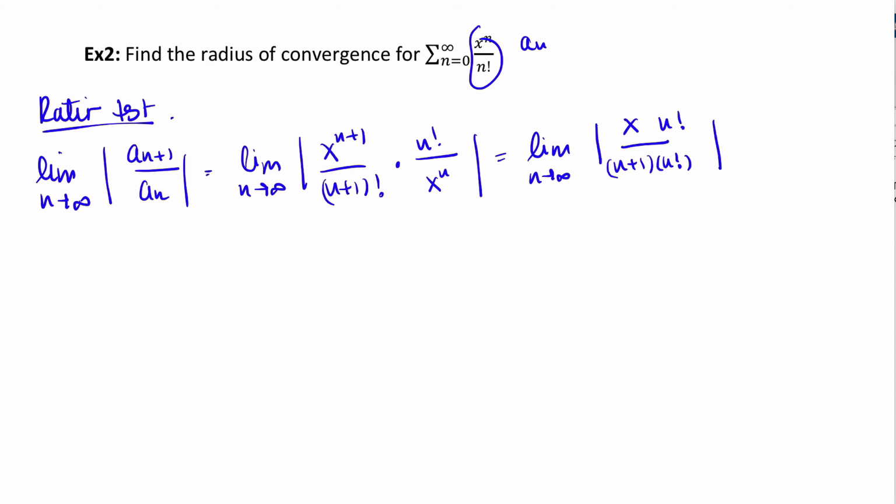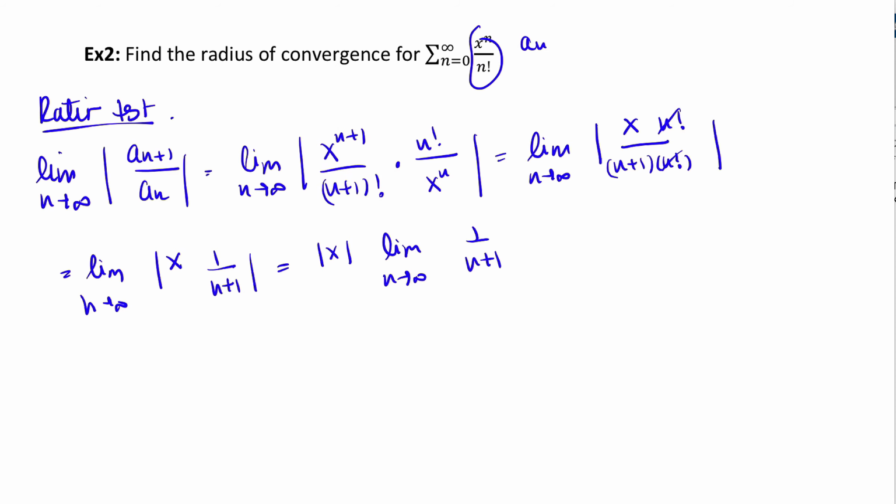So what am I left with? I am left with the limit as n goes to infinity of the absolute value of x times 1 over n plus 1. I'm going to take the absolute value of x out, and you have the limit as n goes to infinity of 1 over n plus 1. Well, we know that this limit goes to 0. Therefore, this is equal to 0, which is less than 1, always, regardless of the value of x.